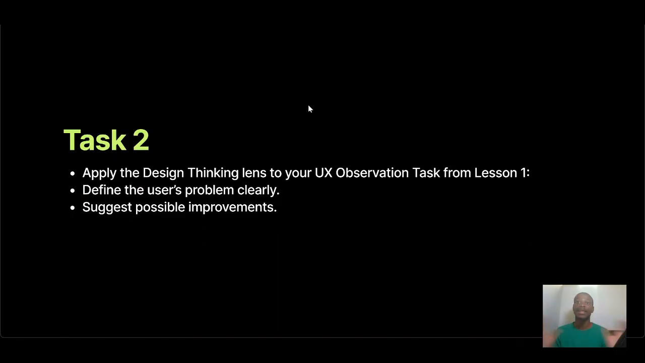Then the next step is to suggest possible improvement. How do you feel? What do you think will solve that problem? How do you think that problem will be solved? When this is in place, just know that your design will hit.